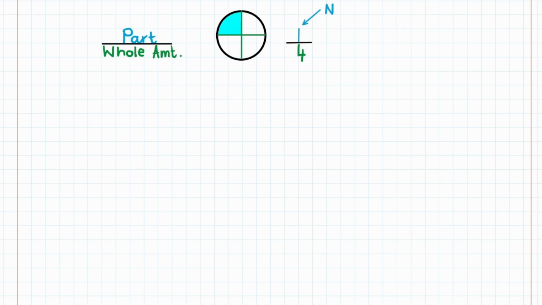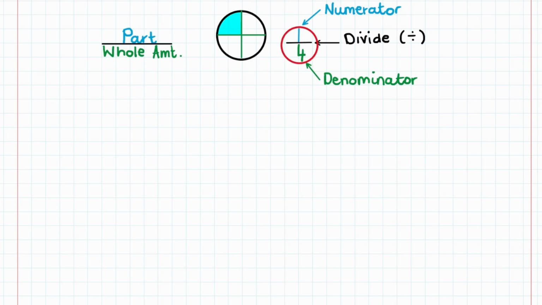The number at the top is called the numerator, while the number at the bottom is called the denominator. The line separating the 2 numbers actually represents the divide sign. This means that 1/4 can actually be written as 1 divided by 4 as well.